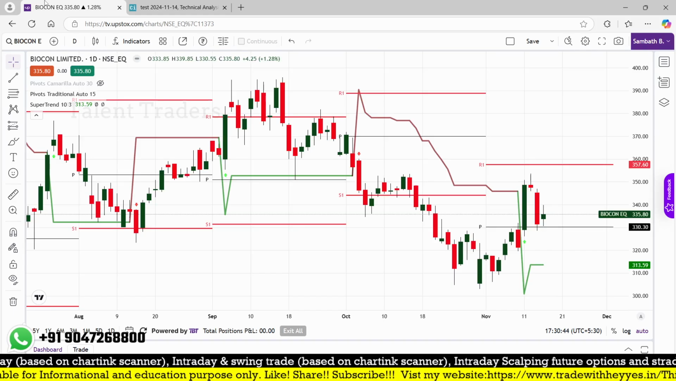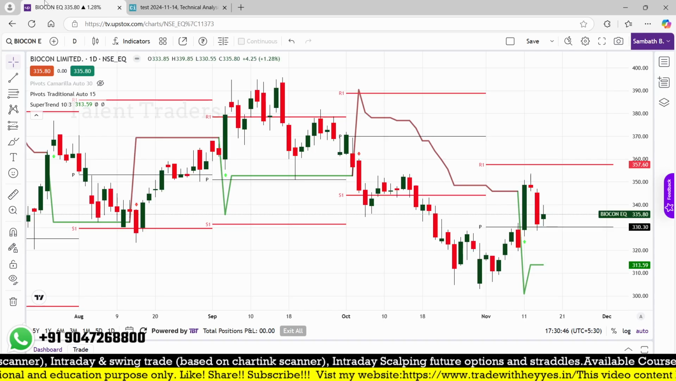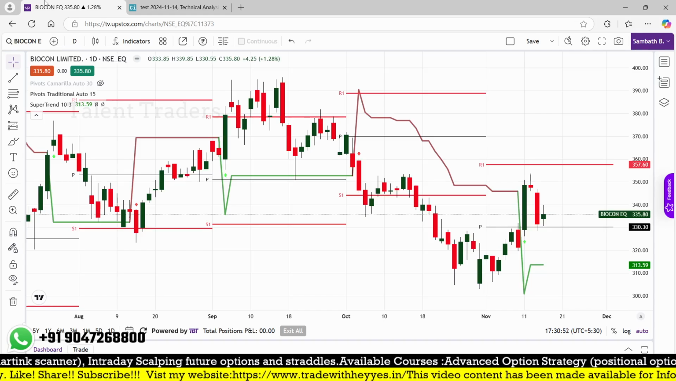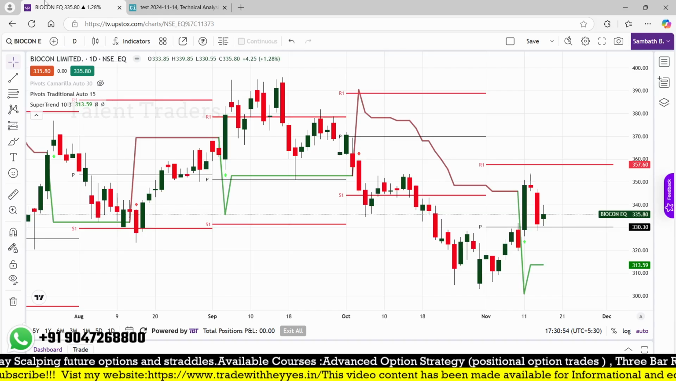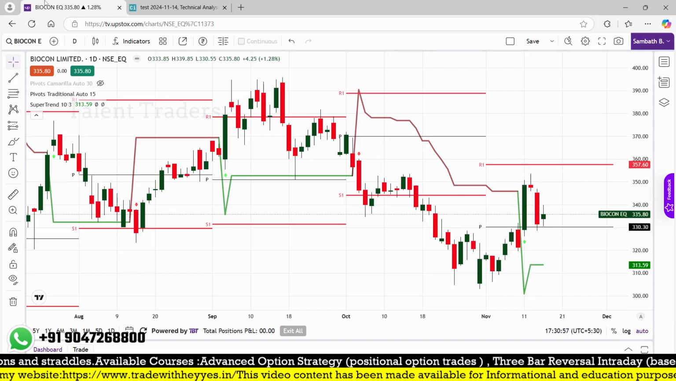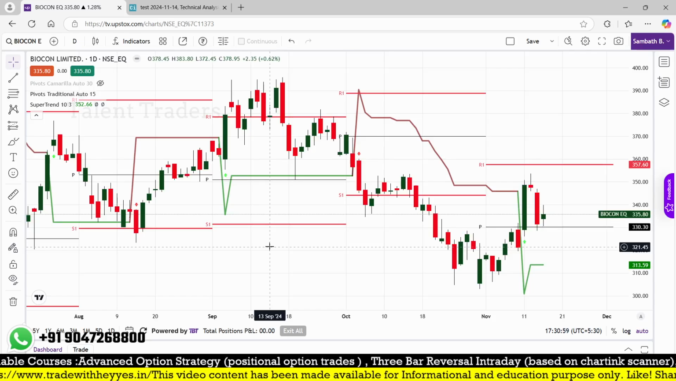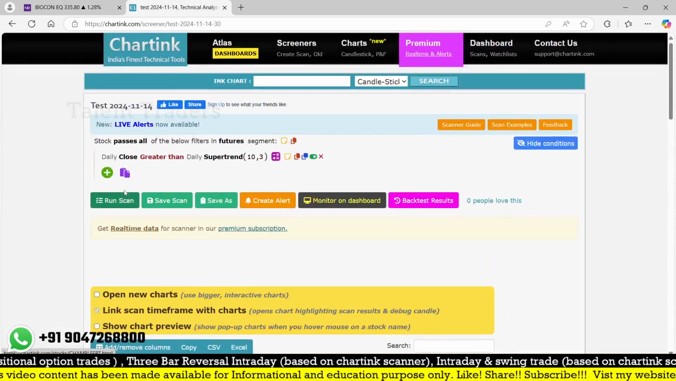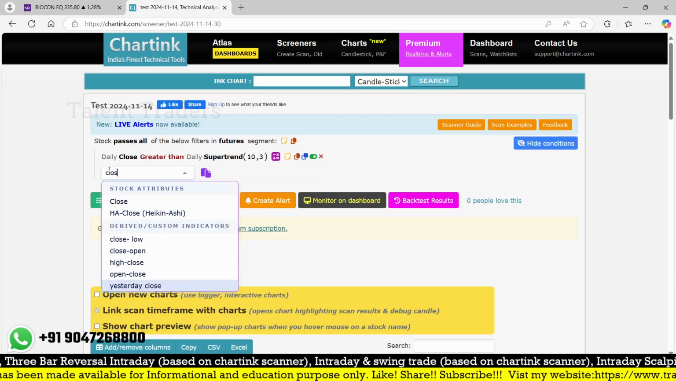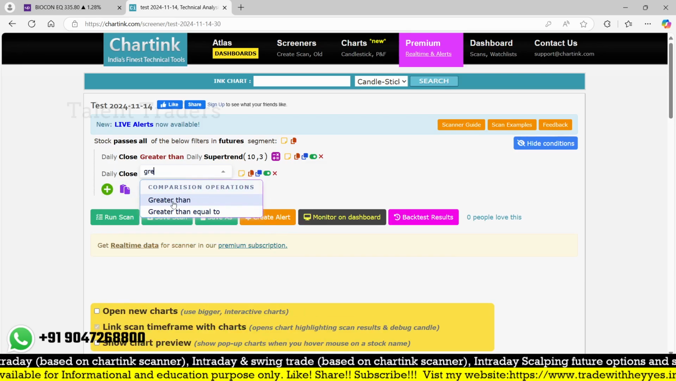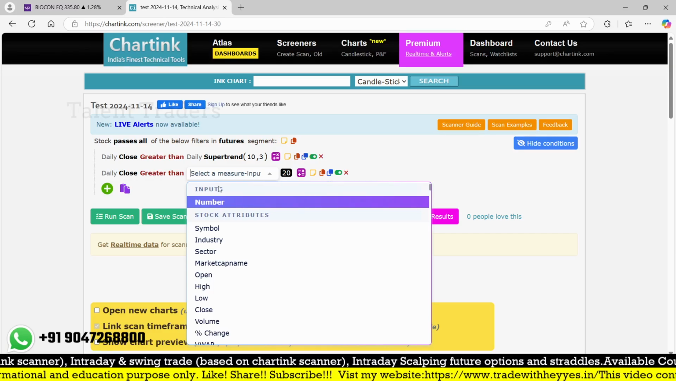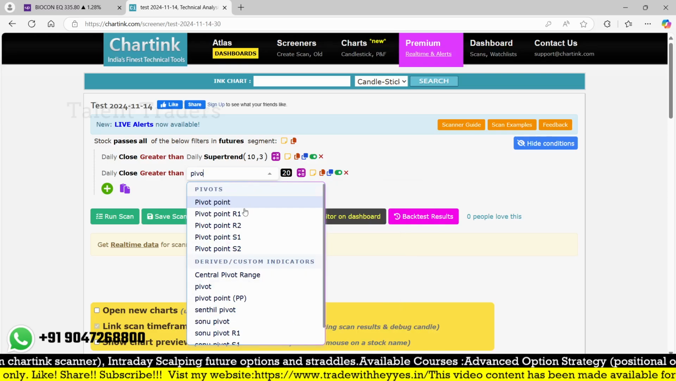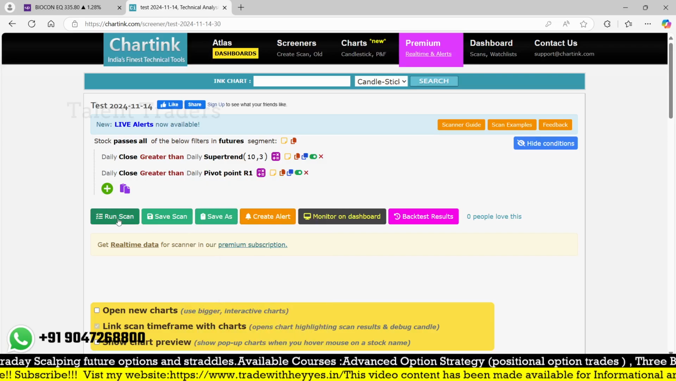Okay. So let me add one more condition. The condition is exactly that on that particular day, the stock must close above the R1 level. That is very important, we can look for the R1 level. So one more thing, the daily close must be greater than R1. That R1 is the pivot. Yeah, R1 is there. I think you can use it.